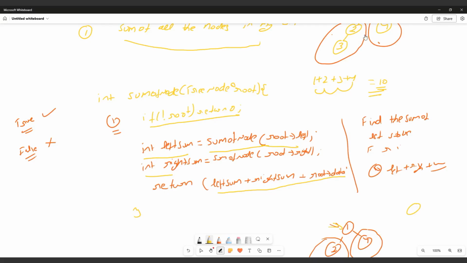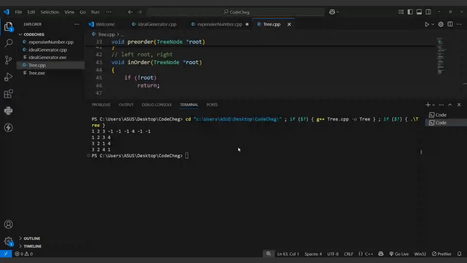Guys, is my VS Code visible? Class, is my VS Code visible to all of you?